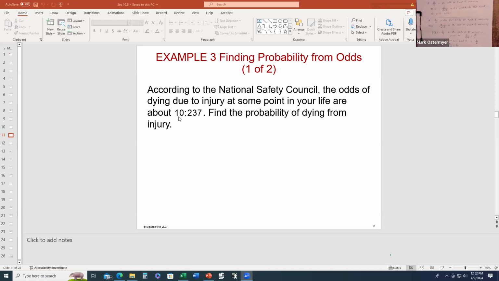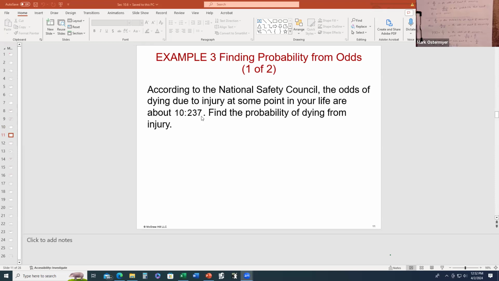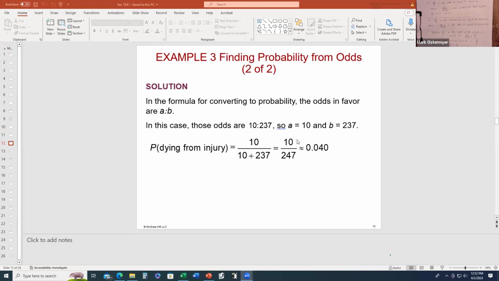Well, these are odds of dying from an injury, 10 to 237. So there's 10 favorable ways of dying from an injury. There's 237 unfavorable ways of dying from some injury. Okay. So there's 10 favorable ways of dying from an injury versus 237 ways in which you're not going to die from an injury. Think of it that way. So how would we convert this odds into a probability? Well, according to this back here, it's going to be 10 over 237 plus 10, which gives you a probability of 10 over 247. So that's the probability of dying from an injury, 10 over 247, all right?